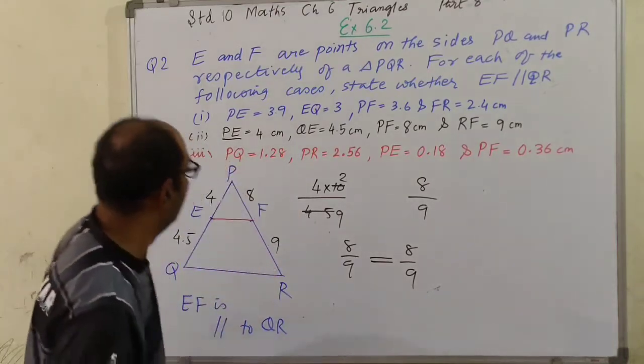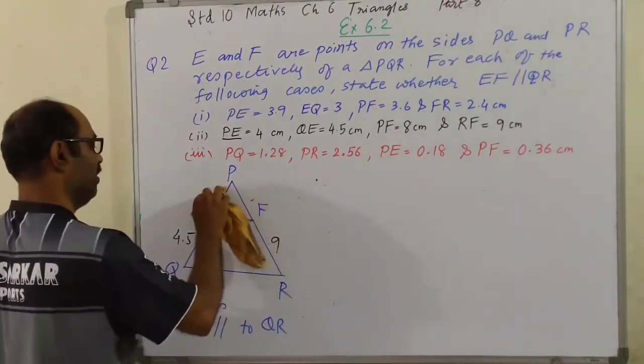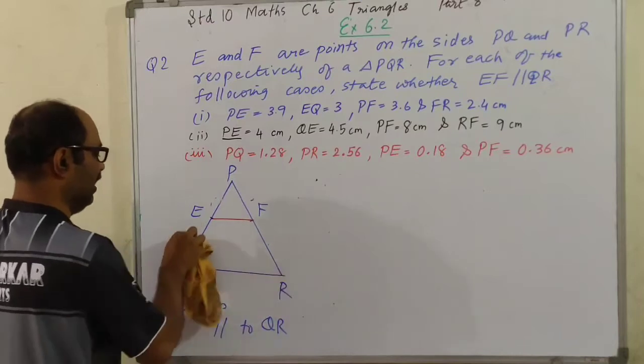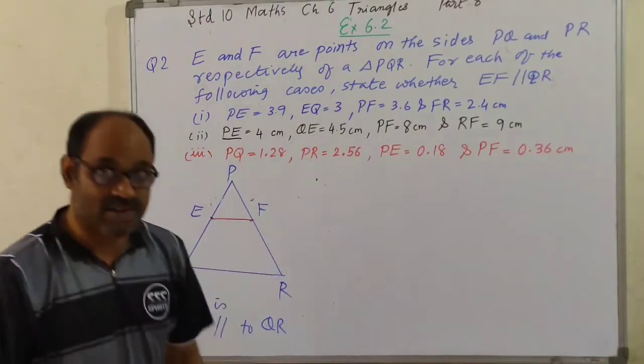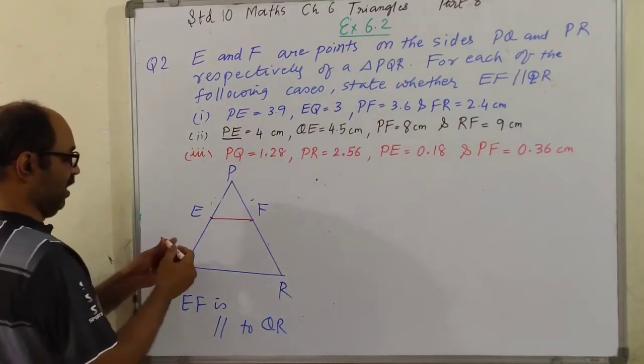Alright? Okay. Now let's see the third case. Again, it's very easy here because everything given to you is direct. Now see PQ.